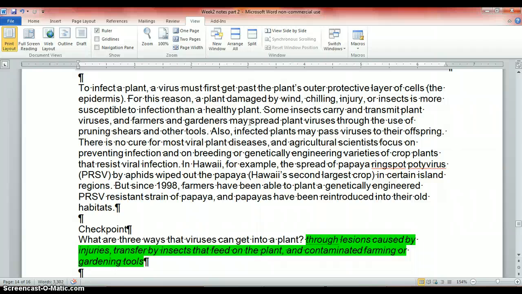Also, infected plants may pass viruses to their offspring. There is no cure for most viral plant diseases, and agricultural scientists focus on preventing infection and on breeding or genetically engineering varieties of crop plants that resist viral infection. In Hawaii, for example, the spread of the papaya ringspot virus, PRSV, by aphids wiped out the papaya, Hawaii's second largest crop, in certain island regions. But since 1998, farmers have been able to plant a genetically engineered PRSV-resistant strain of papaya, and papayas have been reintroduced into their old habitats.